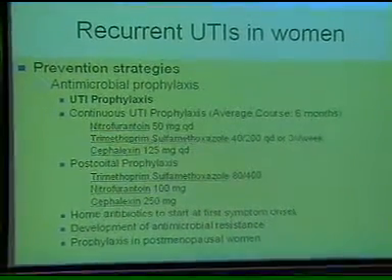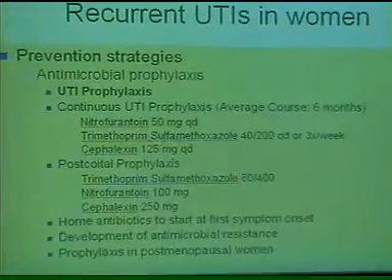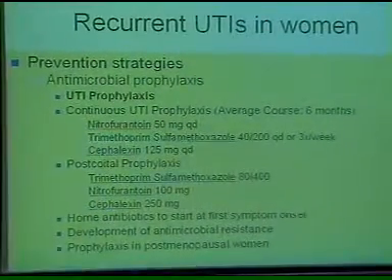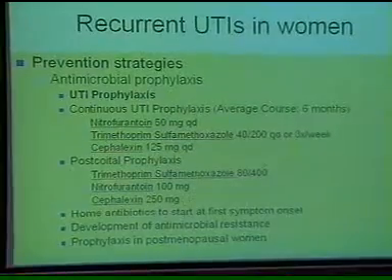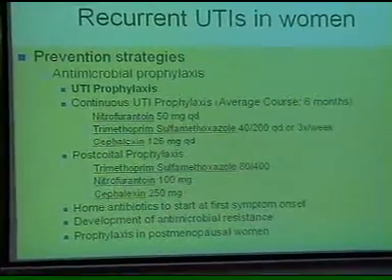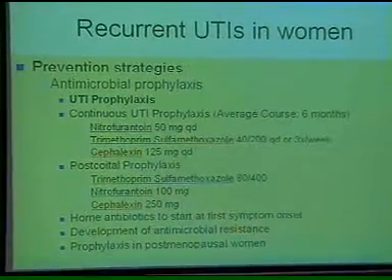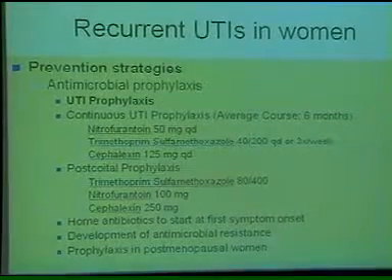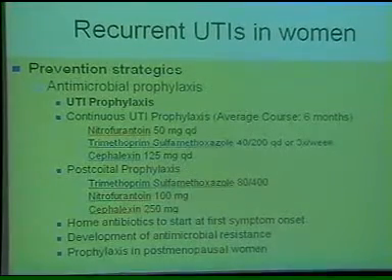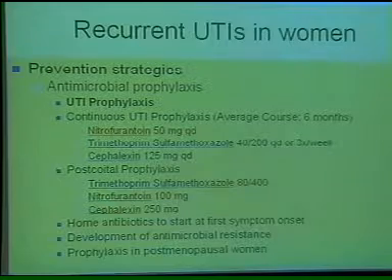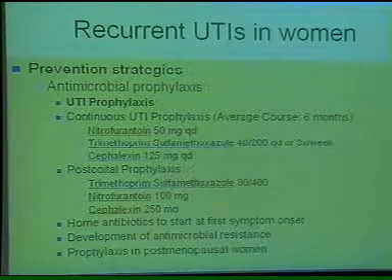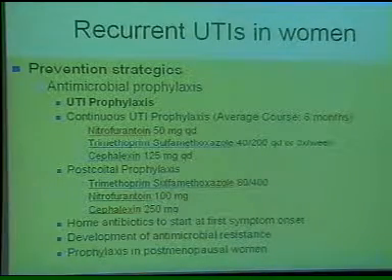Other preventive measures: antimicrobial prophylaxis. Now there are 3 methods. One is continuous prophylaxis, which the patient takes every day for 6 months. The other one is post-coital, for those patients who develop a UTI after sexual intercourse. And home antibiotics given to the patient to start as soon as the first symptoms appear.